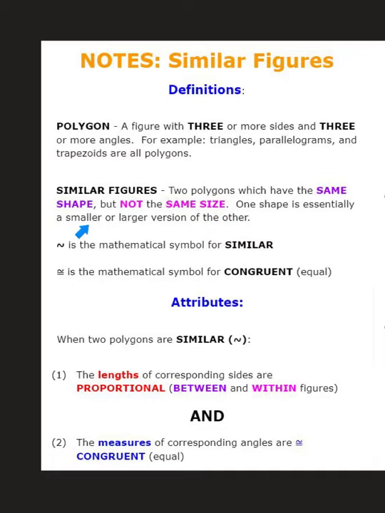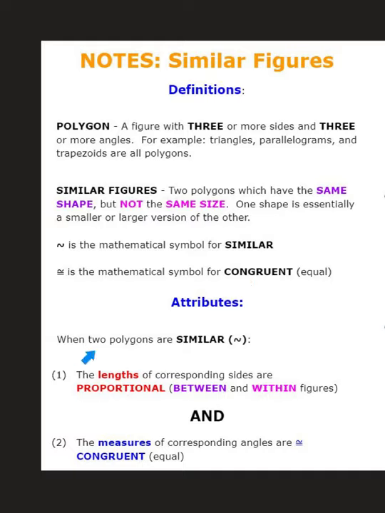One shape is essentially a smaller or larger version of the other, kind of like dilations, where one is bigger or smaller than the other. The symbol for similar looks like a sideways S, so that's your similar notation. Or we have this symbol right here, which is the symbol for congruent. And remember, congruent means they are equal.